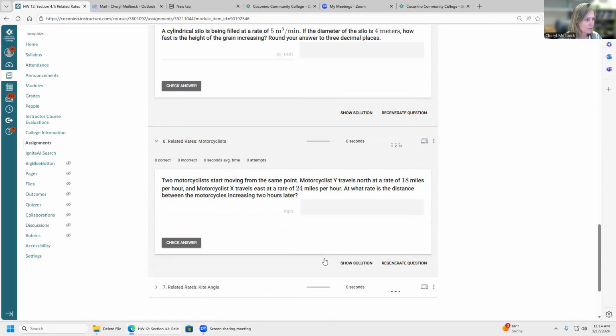Let's try this one. Related rate motorcycles. Two motorcycles start from the same point. Motorcyclist Y travels north at a rate of 18 miles per hour. There's a rate, so that's a derivative. Motorcyclist X travels east at a rate of 24 miles per hour. At what rate is the distance between the motorcycles increasing 2 hours later? So let's start this one. We'll draw and we'll see if we can identify what we need to identify on it.